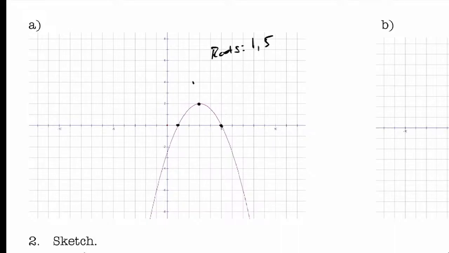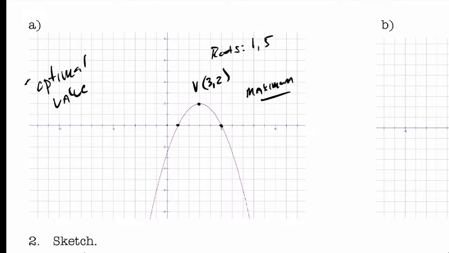I know my vertex is sitting right here, and that's 1, 2, 3 over and 1, 2 up. So 3, 2 is the vertex of the quadratic. I can see this quadratic hits a maximum value. If you see the words optimal value on the exam, that's referring to the y coordinate of your vertex. So in this case, the optimal value would be 2.